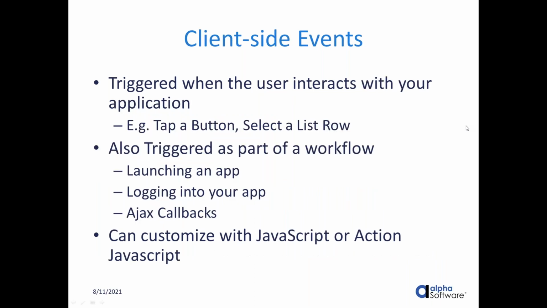Similar on the client side, these events are triggered when the user does something like clicks a button, selects a list row, or swipes across the screen to a new panel or swipes a list up or whatever. Most of them are triggered through user interaction. There are a few that are triggered as part of a workflow, like when your app is launched or loaded, when somebody does a login, or is part of the AJAX callback process.